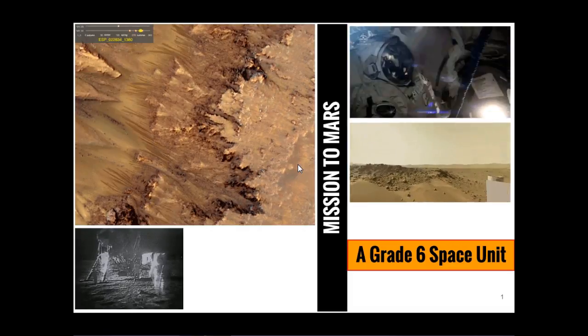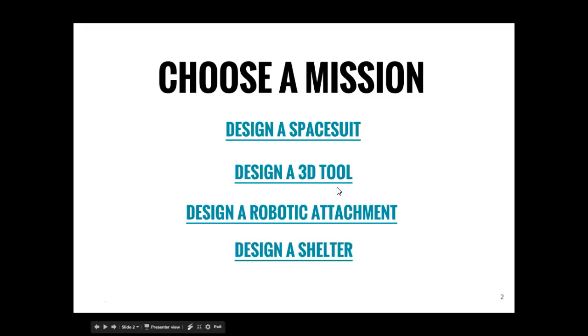So the unit offers 4 main areas of choice that students can look at: designing a spacesuit, designing a 3D printed tool or a 3D tool, designing a robotic attachment for the EV3 Lego system, or designing a shelter that would be appropriate for life on Mars.